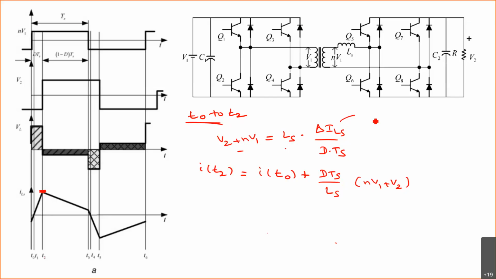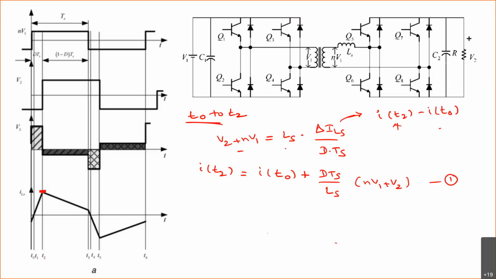So this delta IL is I of T2 minus I of T0. Based on that, I have written this expression. This is the rate of change of current: I of T2, the final value, minus the initial value. So nothing complex here. Is this correct? Yes, sir. Right, so assume this is equation 1.